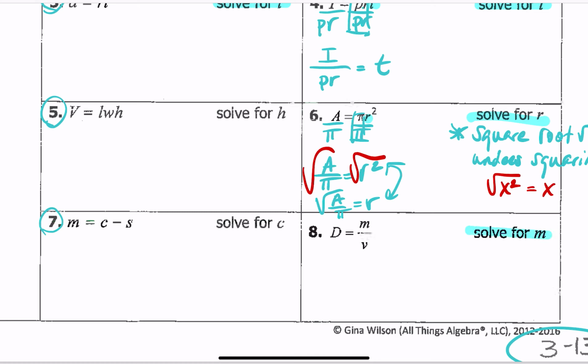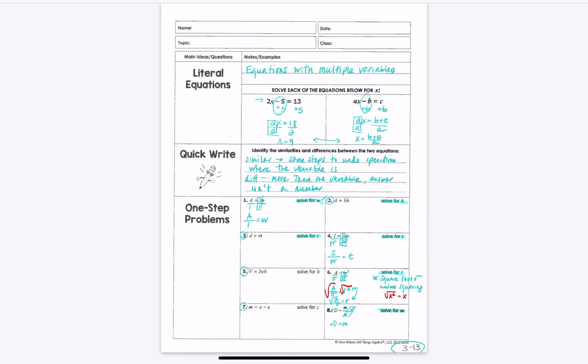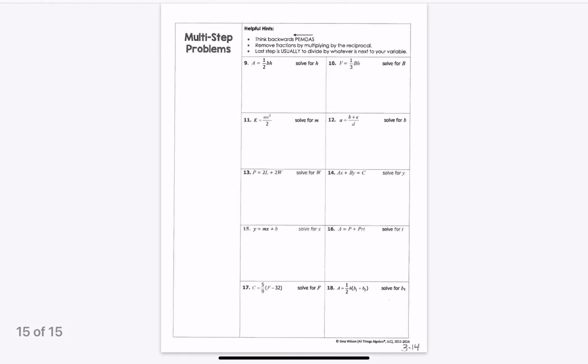We're solving for m. Here's m. What's happening to m? It's being divided by v. What's the opposite of dividing? Multiplying. So you need to multiply both sides by v. When you do that, this becomes 1 and you make it go away, and you end up with v times d equals m. And you got m by itself. So again, solving for the variable is the thing you have to really pay attention to in these, because there's usually more than one variable. Let's go to the next page.